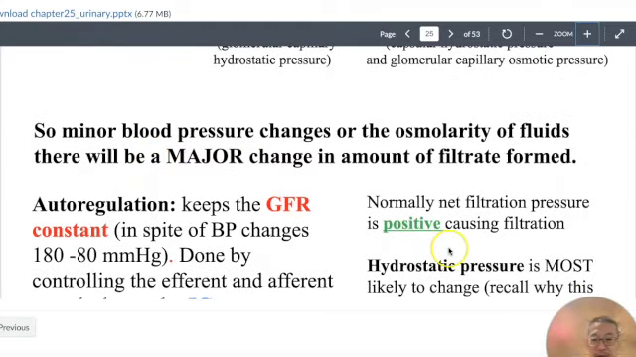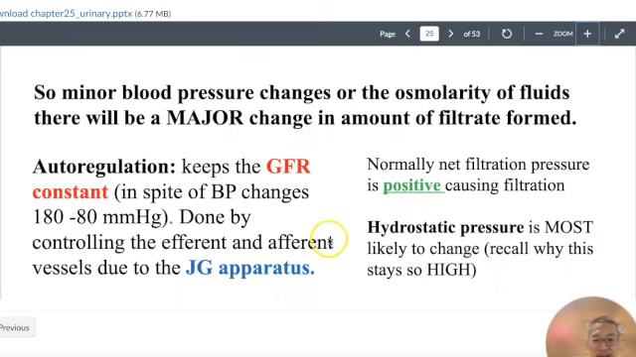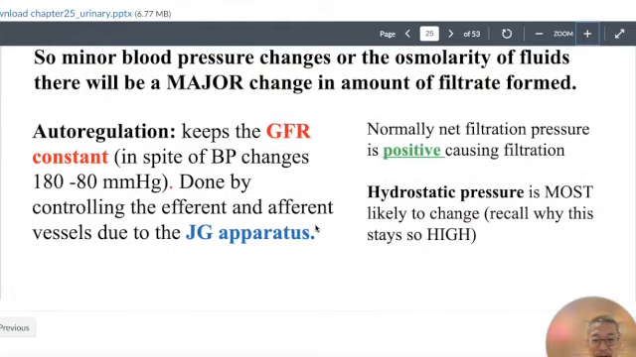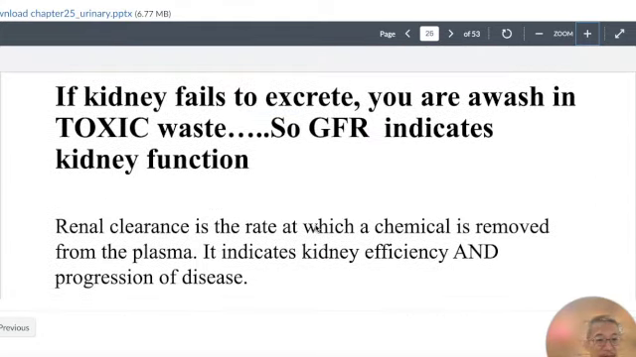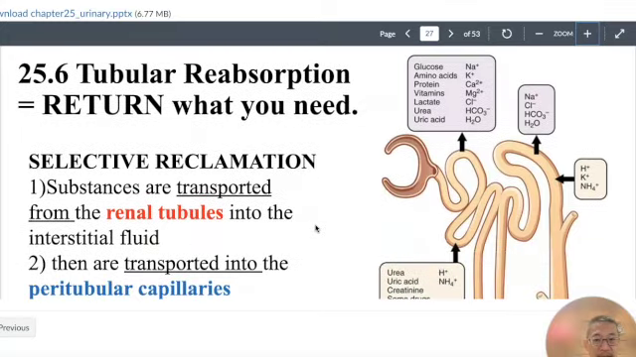So glomerular filtration rate is always positive. Something is always being filtered, and it's done by hydrostatic pressure and the osmotic pressure, which is the water getting out of there. So let's do a recap.